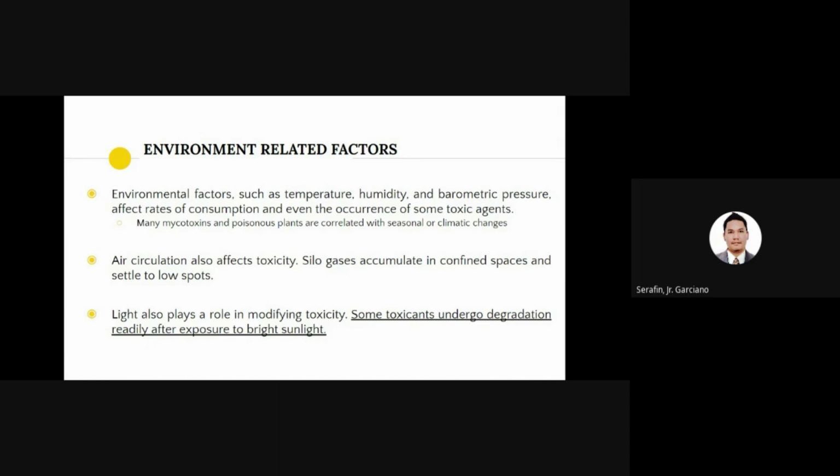Air circulation also affects toxicity. So, for example, silo gases accumulate in confined spaces and settle to low spots. Light also plays a role in modifying toxicity. Some toxicants undergo degradation readily after exposure to bright sunlight.